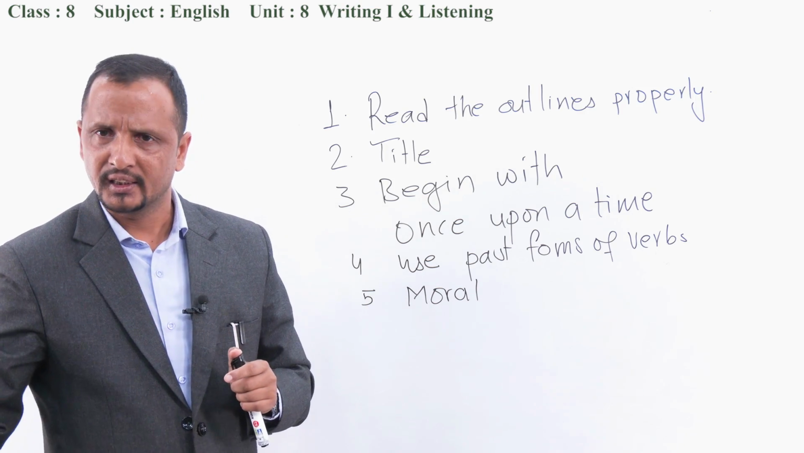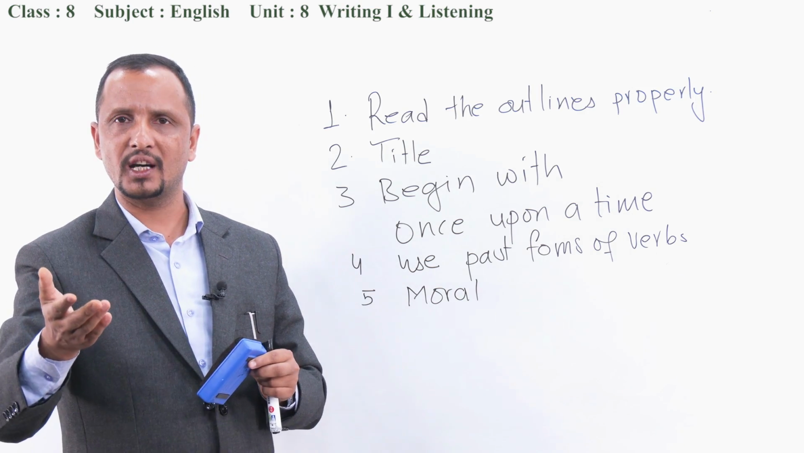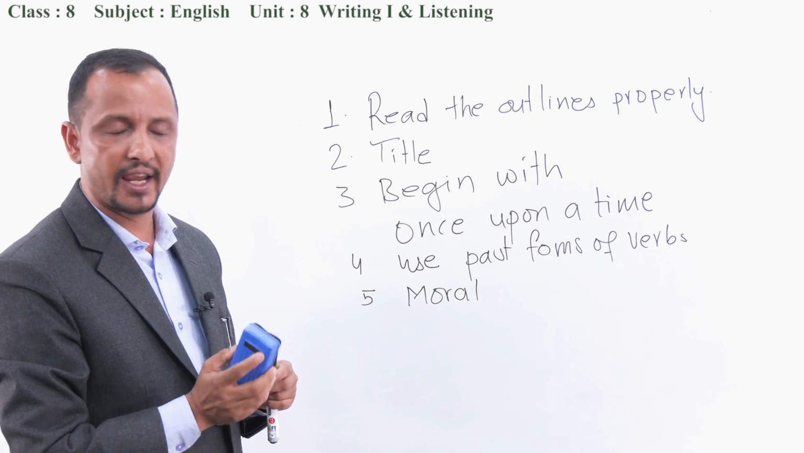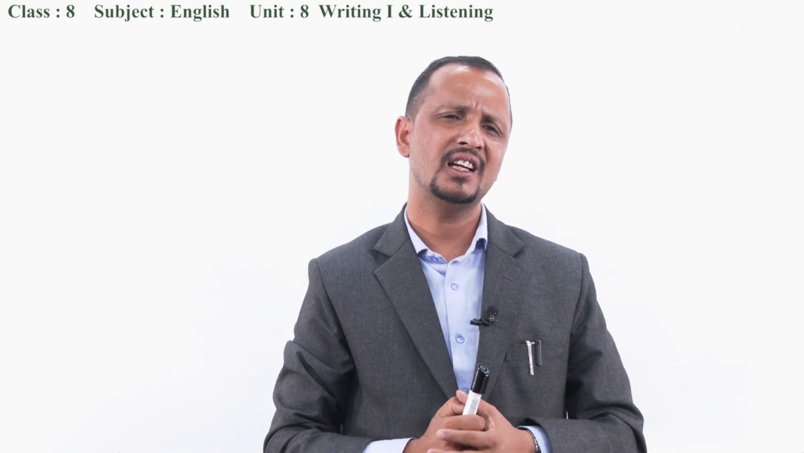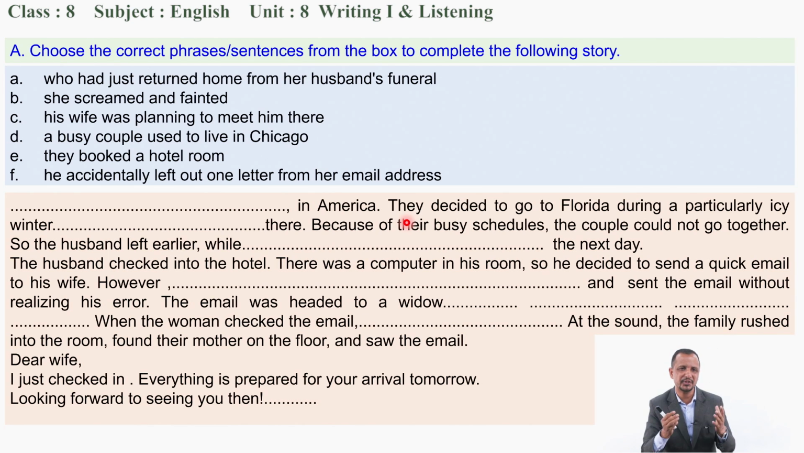Well, now let's go to our activity A. Dear student, let's see now here. What is here? Choose the correct phrases, sentences from the box to complete the following story. Now, the easy one. We have to choose and select your phrases appropriately, and we have to complete the story.